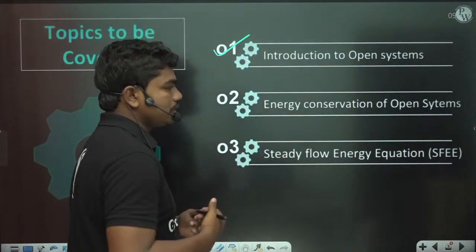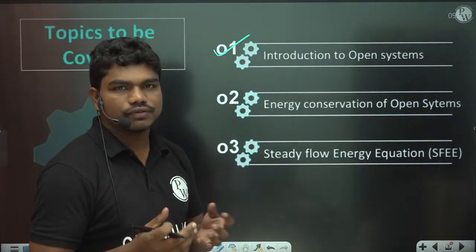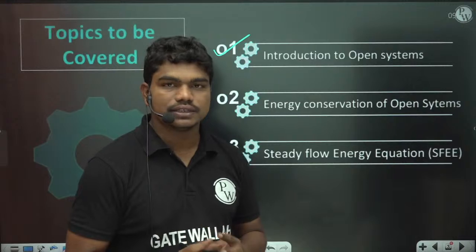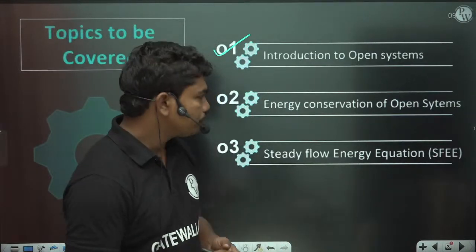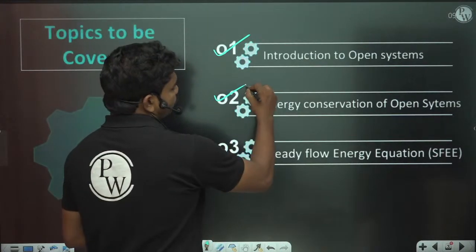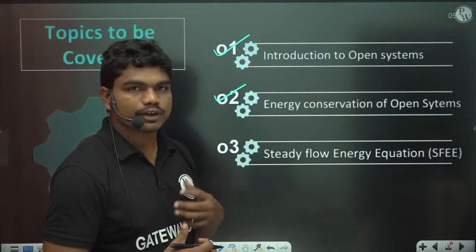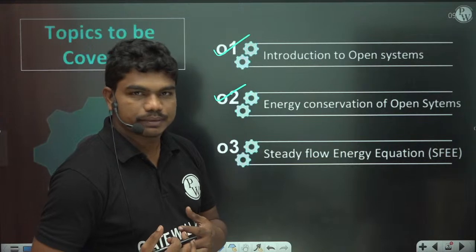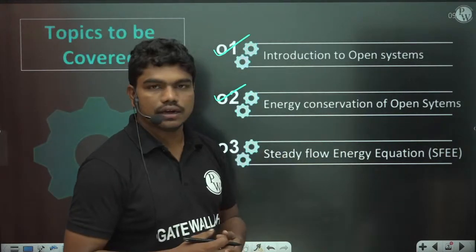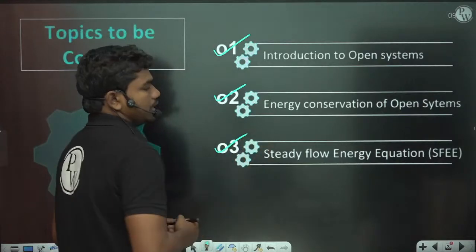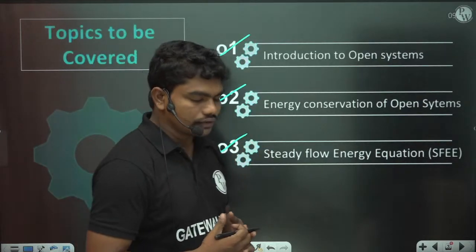Basically the open systems are something similar to the fluid mechanics case. Whenever we talk about control volumes, the mass balance and the energy balance remain the same. We will look at the conservation of energy with respect to open systems. Last time we saw it with respect to closed systems. Now we will see it for open systems, and the steady flow energy equation, SFEE.